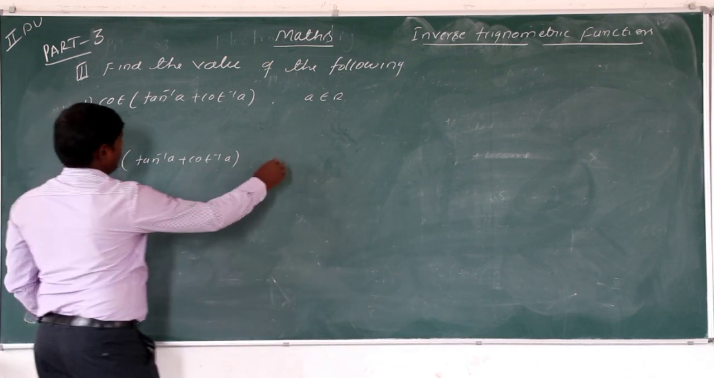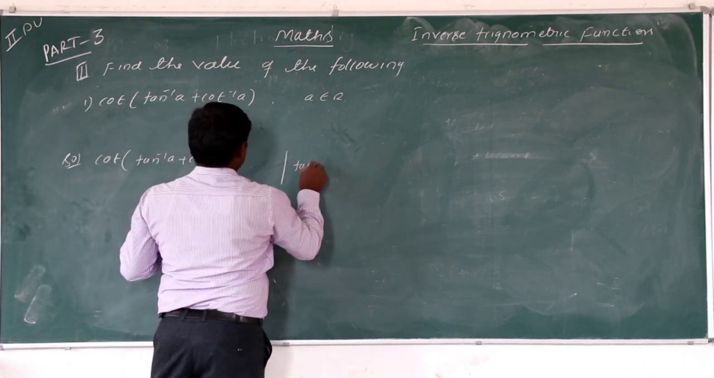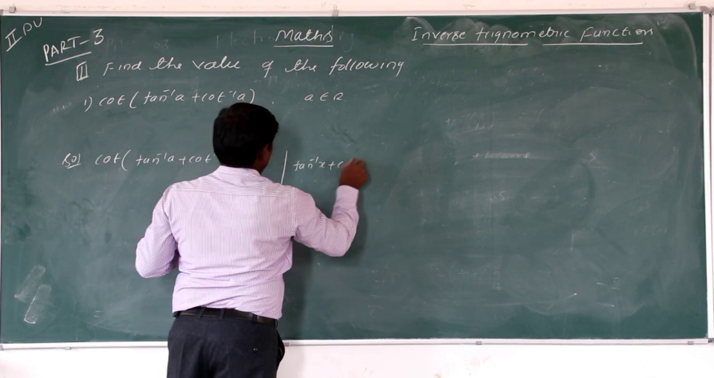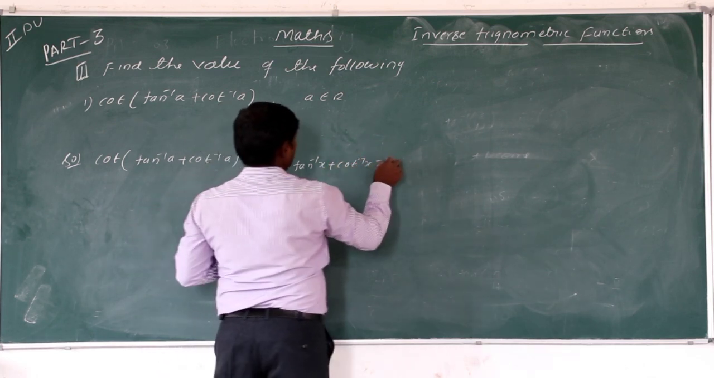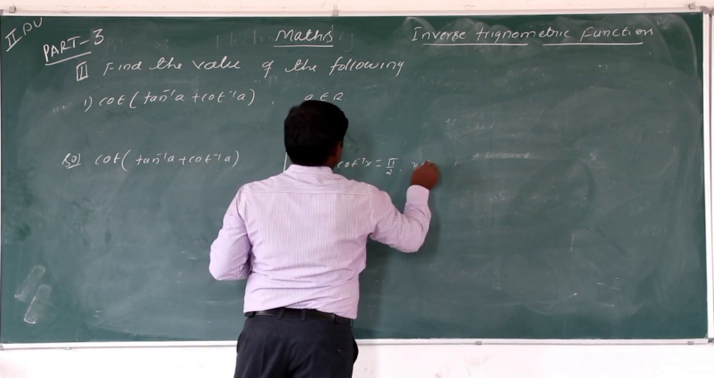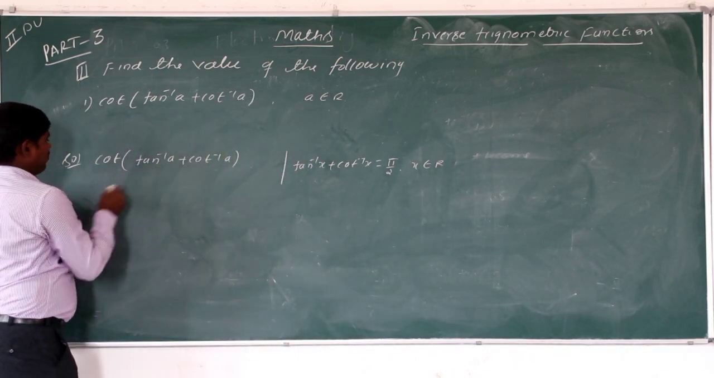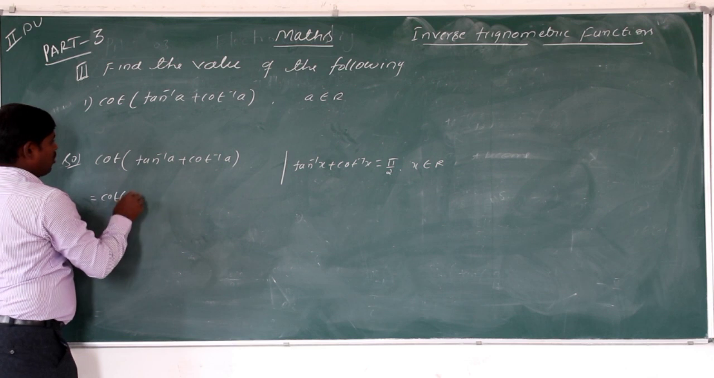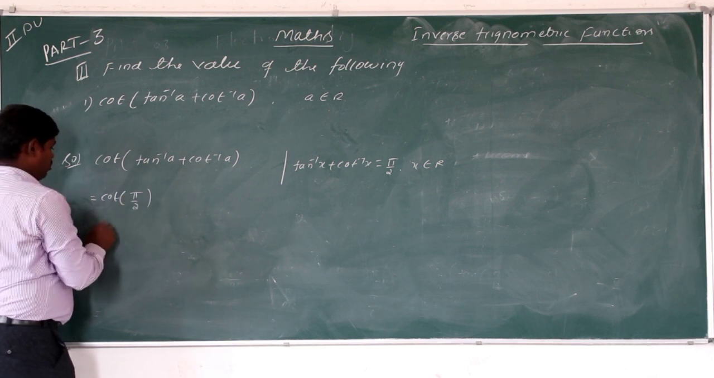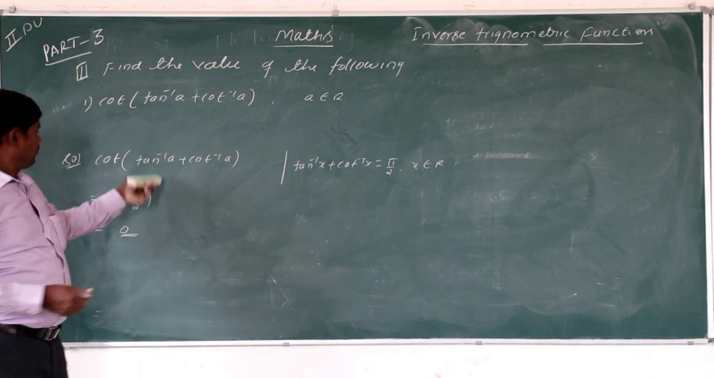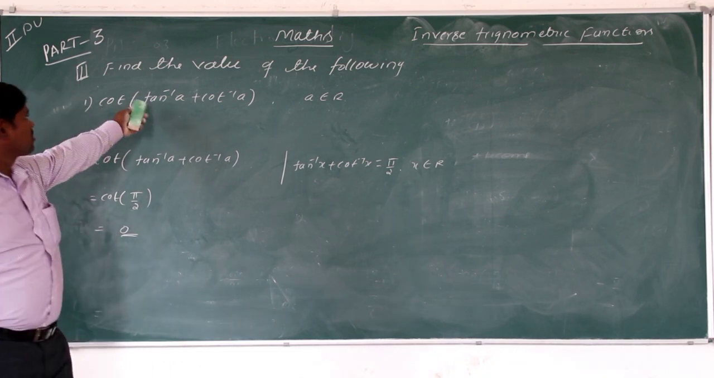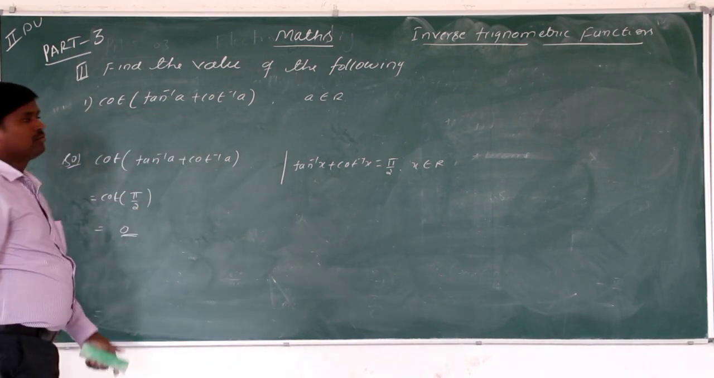So we know that tan inverse of x plus cot inverse of x is equal to pi by 2 if x belongs to the real numbers. Therefore the value of this is cot of pi by 2, and cot of pi by 2 is equal to 0. So cot of tan inverse of a plus cot inverse of a is 0. Okay, so write down.